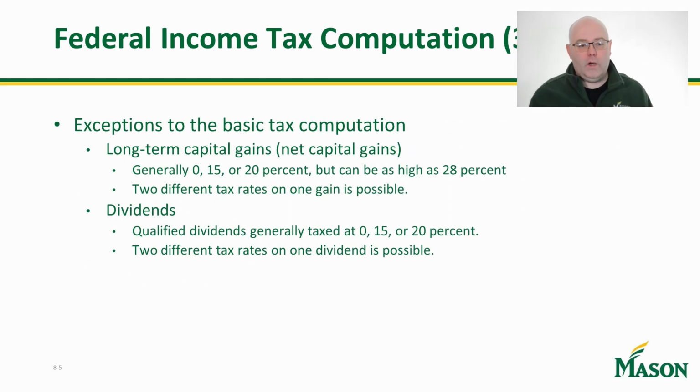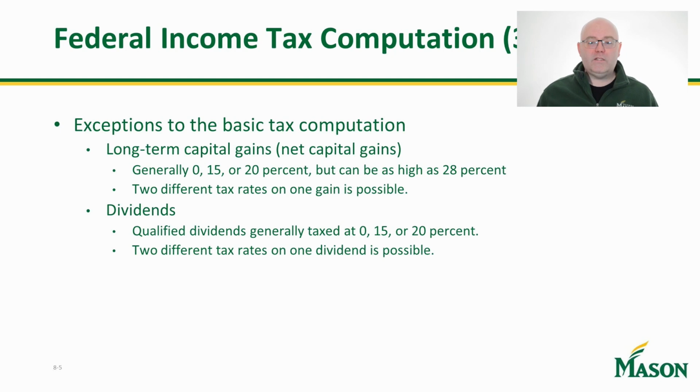All right, so the federal income tax computation, again, exceptions to the basic tax computation. You're going to run all income through that ordinary income rate unless you have capital gains or dividends, and then those are going to be taxed at the preferential rates. The preferential rates being 0, 15, or 20. Now, some of you might say, which rates do I use? First of all, if you're doing your tax returns on tax software, don't worry about it, they'll do it for you.